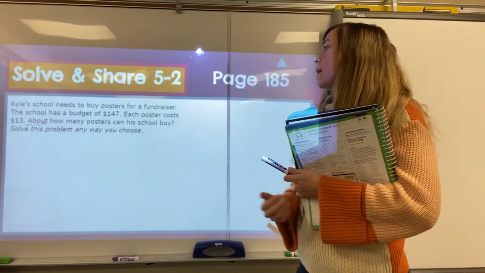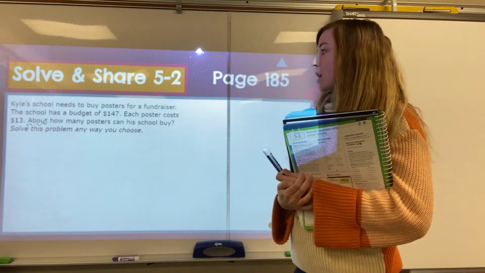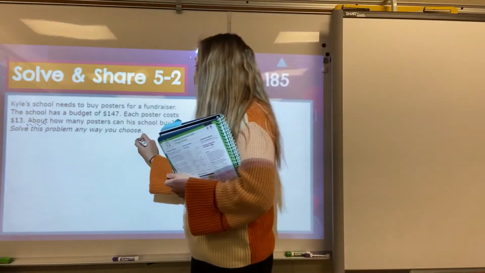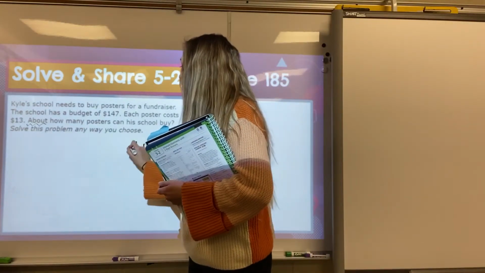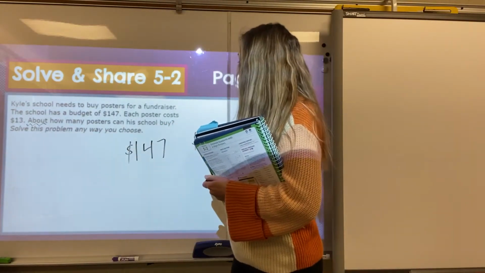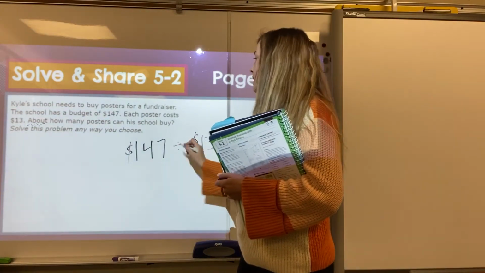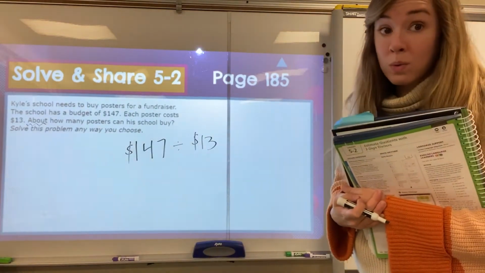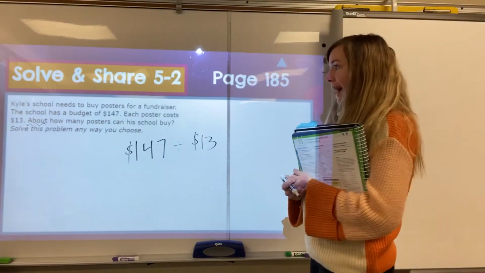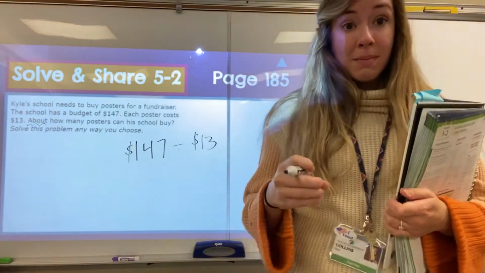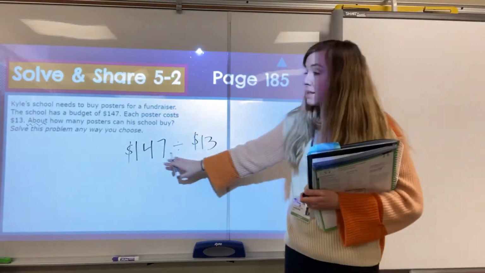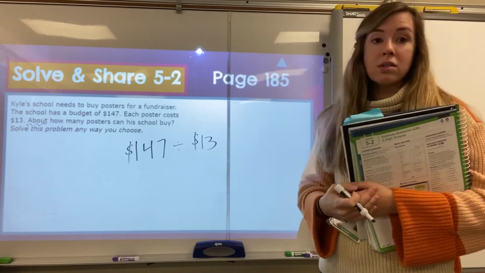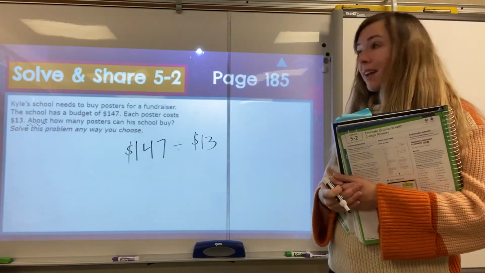Kyle's school needs to buy posters for a fundraiser. The school has a budget of $147. Each poster costs about $13. So here's their budget, and I need to split that up to see. However, it says about how many posters can the school buy. So that means I'm going to be estimating. I'm going to be rounding these numbers to try to find compatible numbers that are near each other in order to solve it. Go ahead and pause the video here, give it a try, and then we'll work through it together.